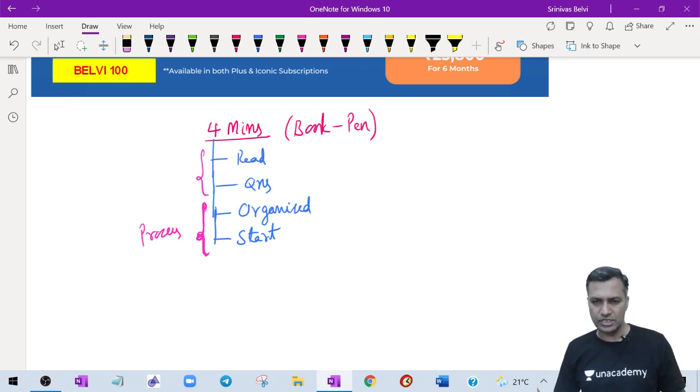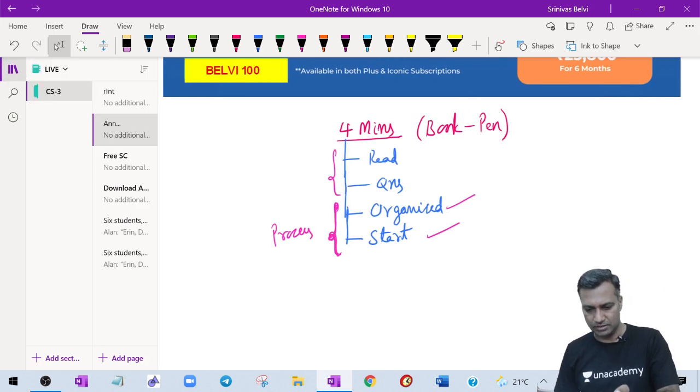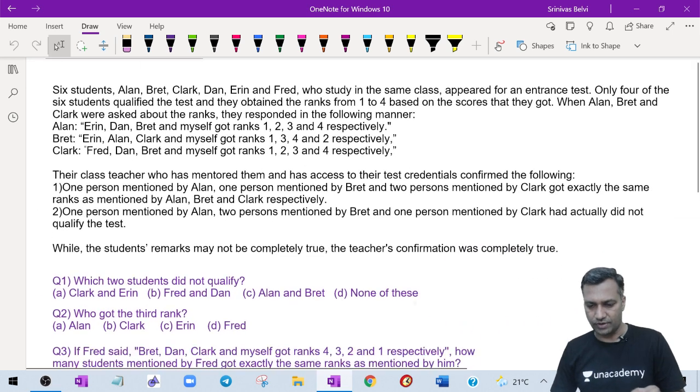So here comes your time. Get set, get active. Don't lie on the bed or on the sofa. Sit upright with a book and a pen, scribble a little, and see how you would like to organize and start approaching this particular set. Here comes the set, and I will time it. Maybe I will come back and discuss with you 4 minutes from now.